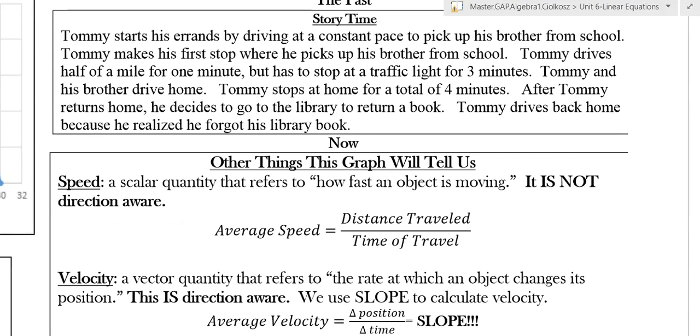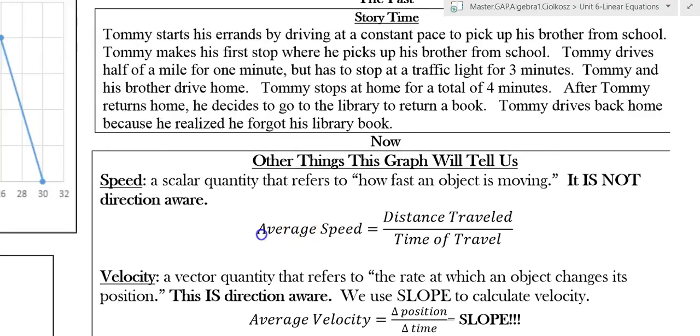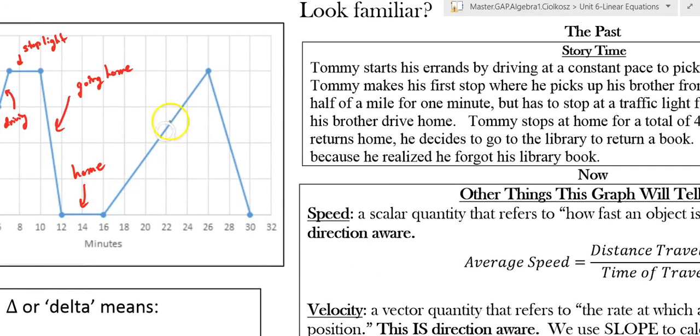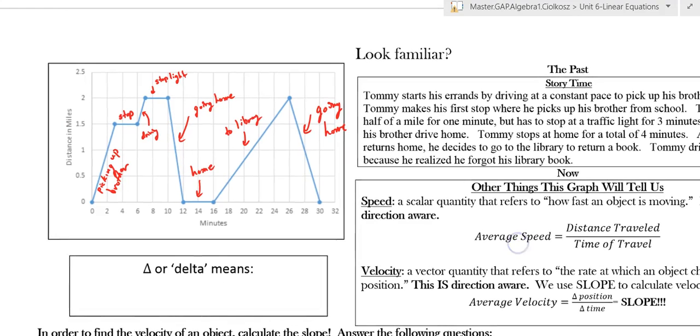After Tommy returns home, he decides to go to the library to return a book. Tommy drives back home because he realized he forgot the book. So now we're going farther away. So this is to the library. And here, we're going home again because he ended up forgetting that book. So that's taking this paragraph and associating it with various parts of our graph.